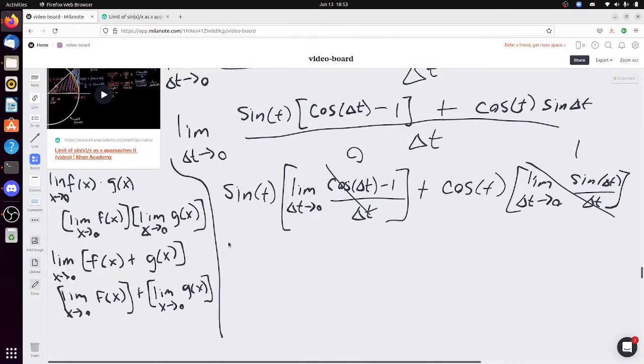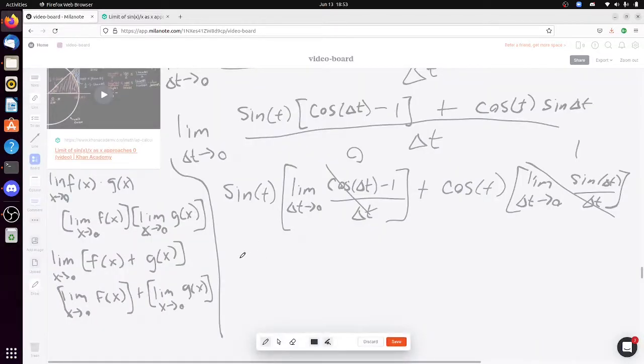But obviously, I'm sort of asking you to accept it on faith here. But if you do accept it, then what that implies is that the derivative is just cosine. So when you hear in your calculus class that the derivative of sine is cosine, this is why.